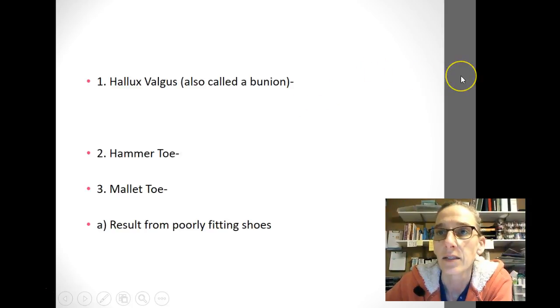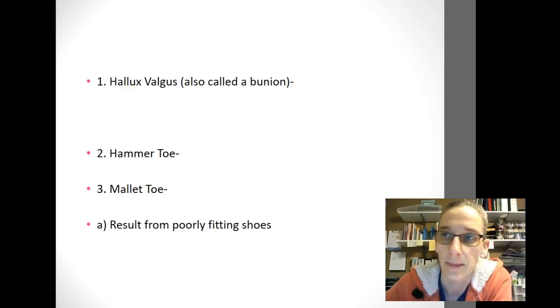Disorders of the feet. You need to understand the difference between these things. You have a hallux valgus, also called a bunion, the hammer toe, mallet toe, and often these things will result from poorly fitting shoes. So I hope you'll take the time to pause the video again, look up in the book the definitions for bunion, hammer toe, and mallet toe.